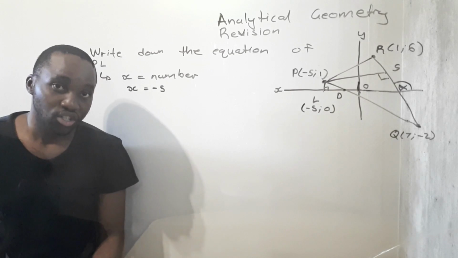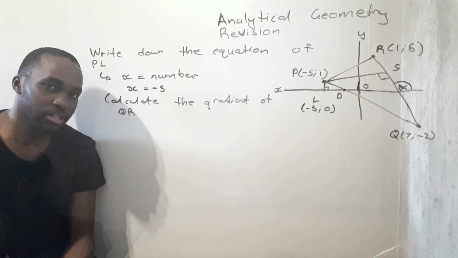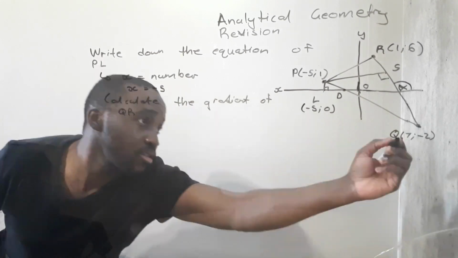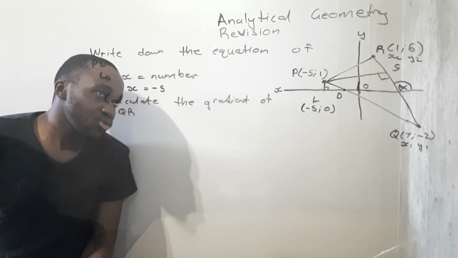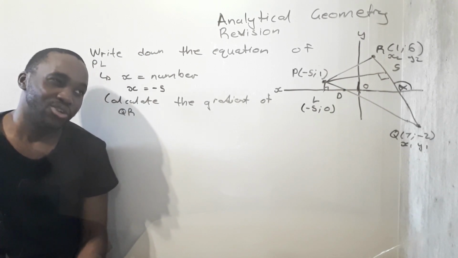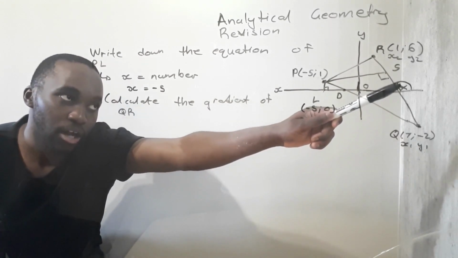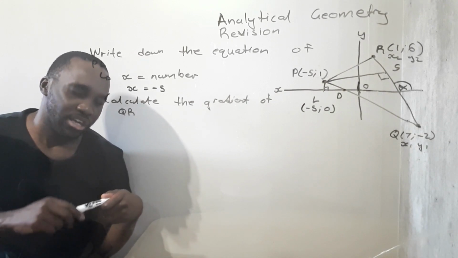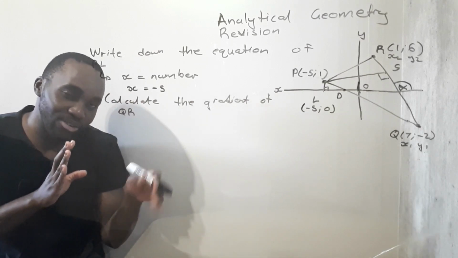A second question that they can ask for this sketch is they want us to calculate the gradient of QR. Now Q and R are both given, so we can label those x1, y1, x2, y2. Now to get the gradient of QR, we can use our gradient equation. The good news is if we had an angle for alpha, then we would have more methods to get our gradient. If we had a line that was parallel to QR, we would also have an additional way to get the gradient.